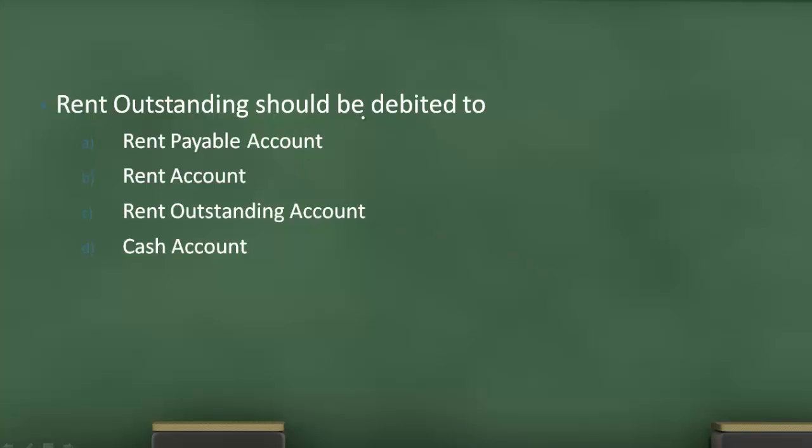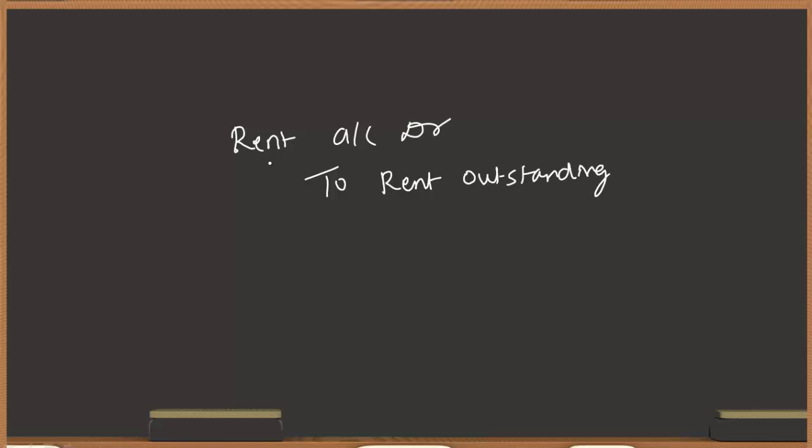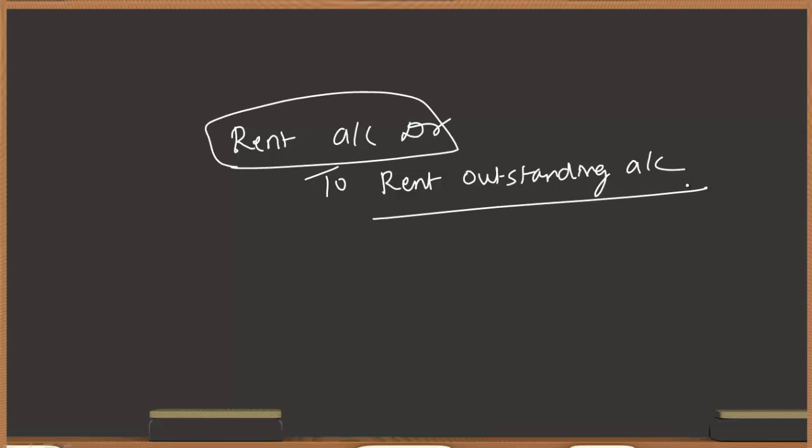Next question, rent outstanding should be debited to which account? Is it rent payable or rent outstanding or cash account? Understand the transaction. Rent is an expense, right? So first rent is an expense. Expense should be debited, so you will debit the rent, so rent account debit, and here the rent is not paid, so it has to be paid in future, so there is a liability. So you are creating a liability to rent outstanding. So what we have done here is we have booked an expense, that is rent account debit, and we have booked the liability also by crediting the rent outstanding.